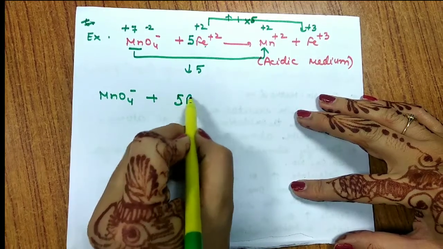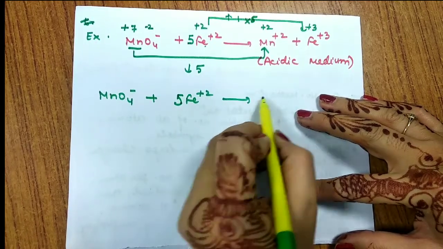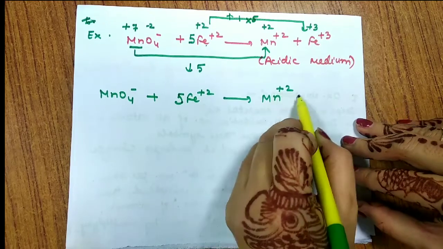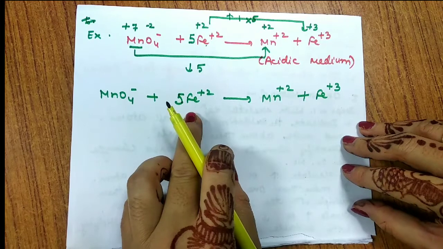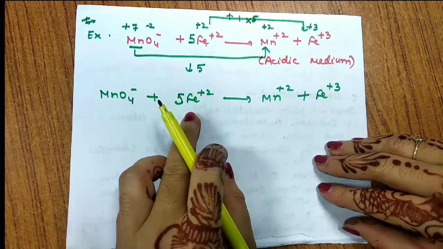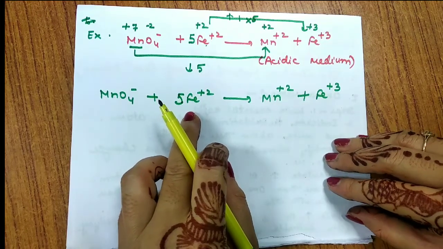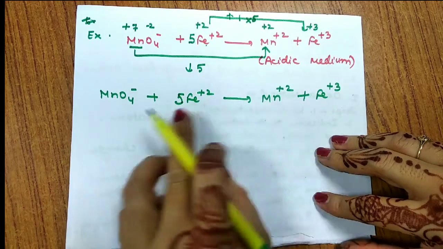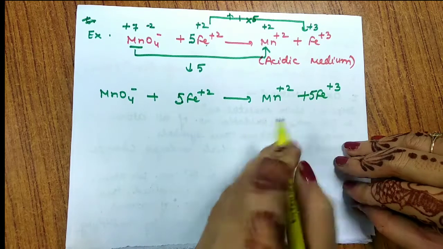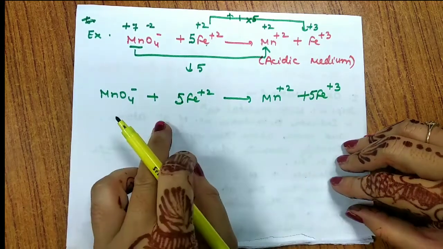By multiplying with 5, so that the increase or decrease in oxidation number would be the same. And if I multiply this iron by 5, the next rule says to balance all other atoms except H and O. So here I am having 1 Mn, 1 manganese, and 5 iron. I'll write 5 iron over here. So atoms have been balanced.